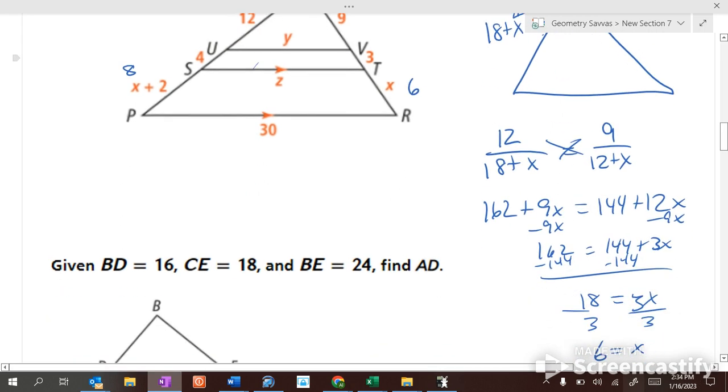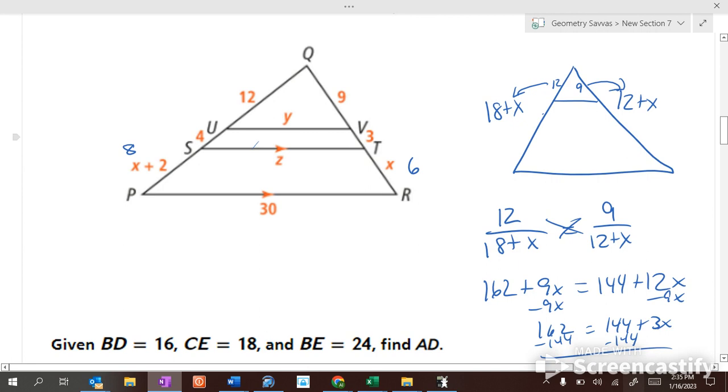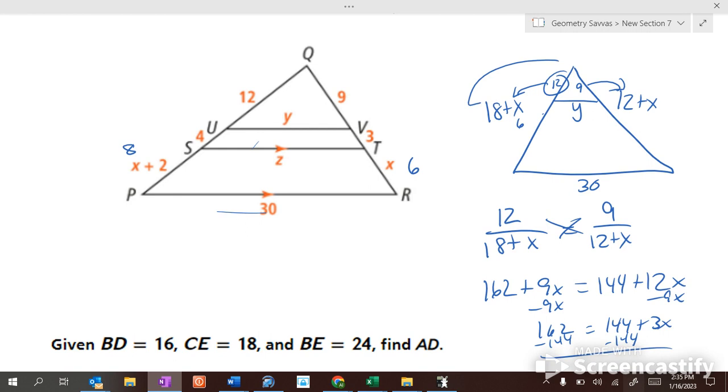Y is the bottom of that little triangle up top. So you've got the bottom of this triangle, and you know the bottom of the big old triangle. So if this is y and this is 30, if you've got 12 on this side and we figured out x was 6, then that makes this whole side 24, right? So 12 over 24 for the little triangle up here where y is a part of, over the whole big triangle, equals y over the whole big triangle, 30.